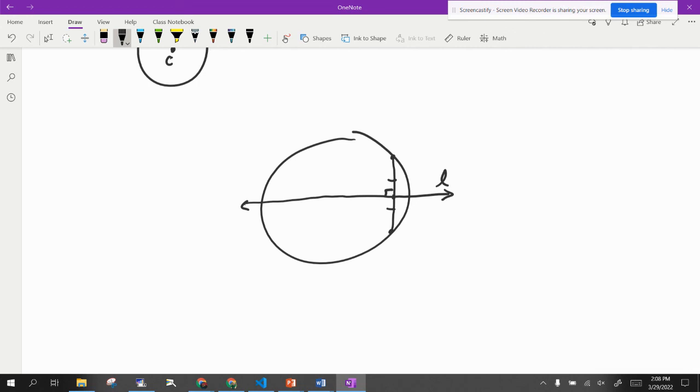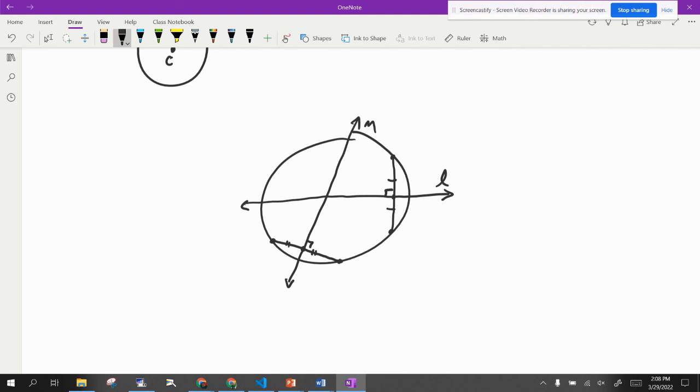Let's do it again. Okay? So I'll make another chord. There it is, a second chord, wherever you like. It too has a midpoint. And through that midpoint, I may construct the perpendicular to the chord. And I'll call that perpendicular bisector, let's say, M.